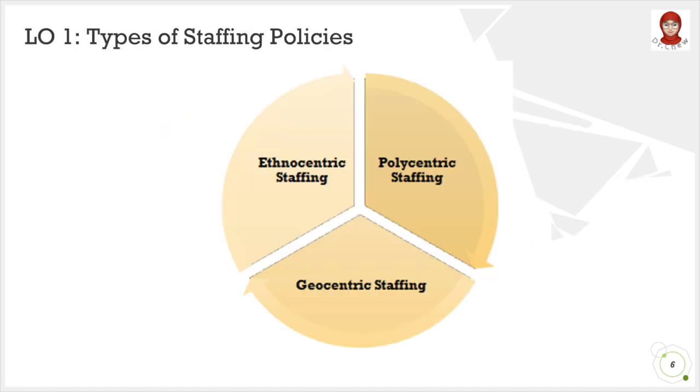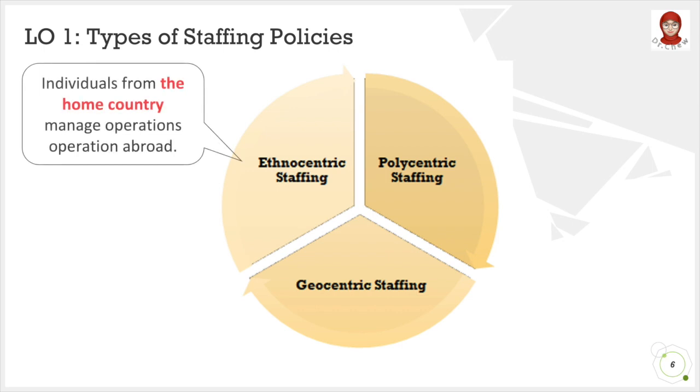So, there are three types of staffing policies as shown in this diagram. In ethnocentric staffing, individuals from the home country manage operations abroad. For example, a company in Malaysia has a subsidiary in Singapore. So, the company will send their own Malaysian staff to run the operation in Singapore.